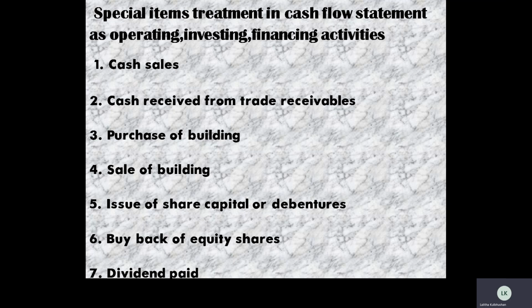The second one is cash received from trade receivables. Cash received from trade receivables stands for receiving the amount from the debtors. We have already seen that the treatment for trade receivables is categorized under operating activities, under the head of decrease or increase in current assets. There we take up all the current assets which result in the inflow or outflow of cash. So cash received from trade receivables is an operating activity.